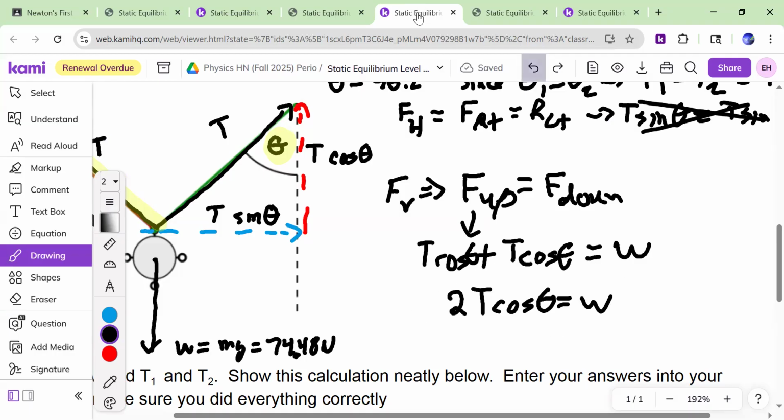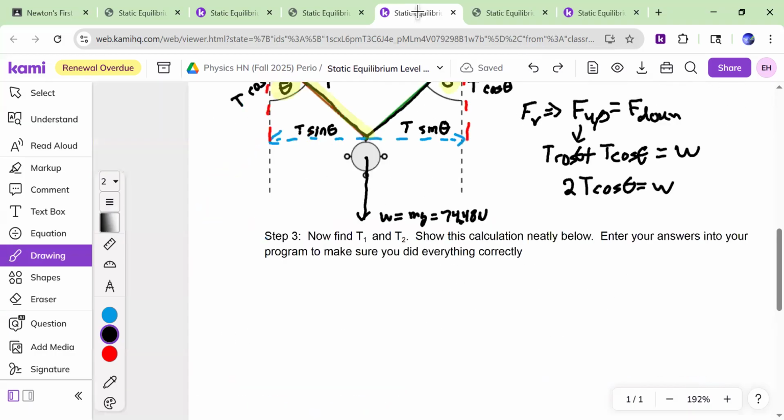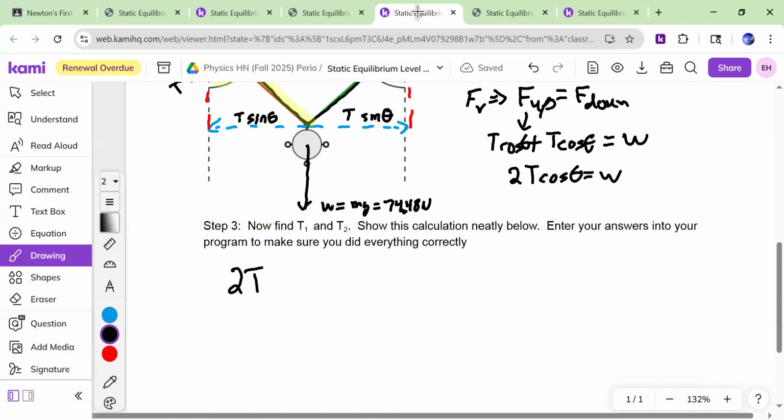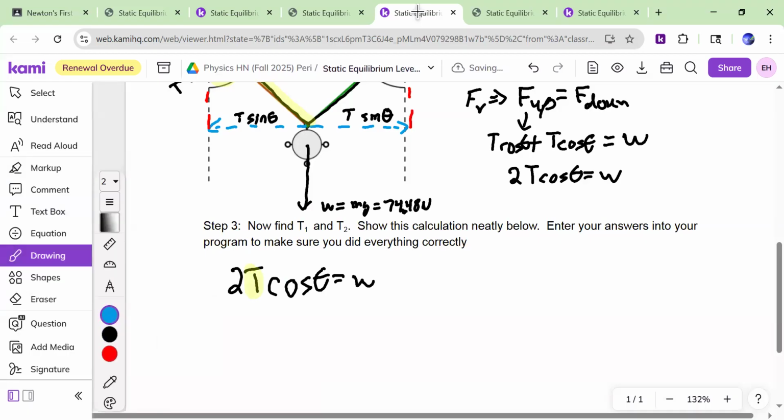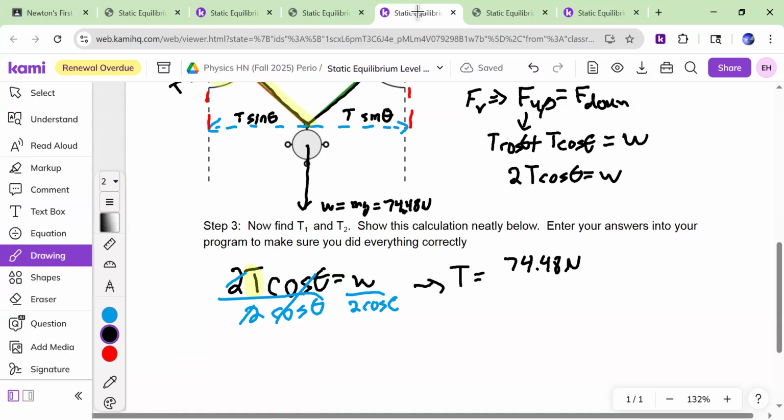Let's use this to solve for tension. I'm just going to pull that down here so I can do my work. So 2T cosine theta equals your weight. And let's solve this for tension. To get tension by itself, you're going to divide by 2 times the cosine of your angle, just like that. Cancels, cancels, cancels. T is by itself. And it's going to be your weight, which in my case is 74.48 newtons, divided by 2 times the cosine of the angle.